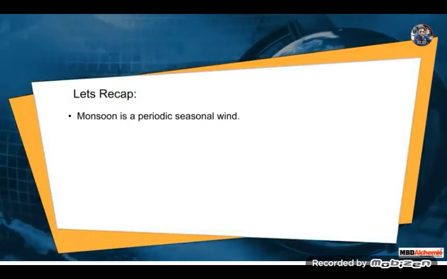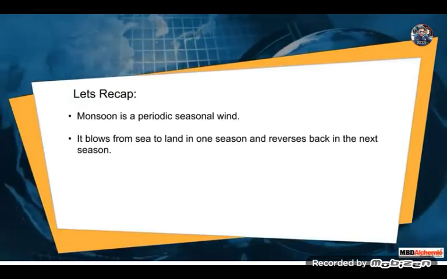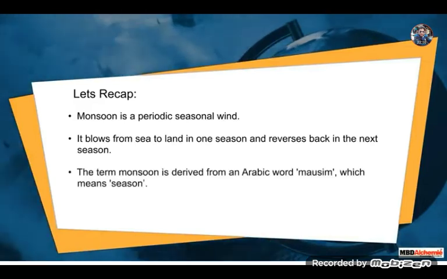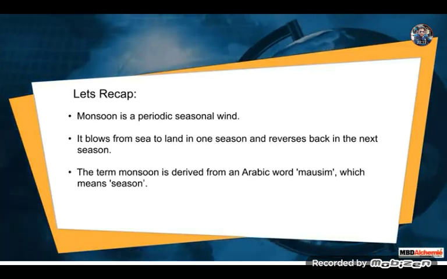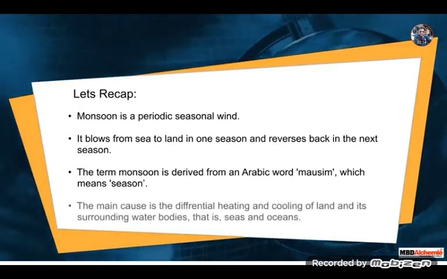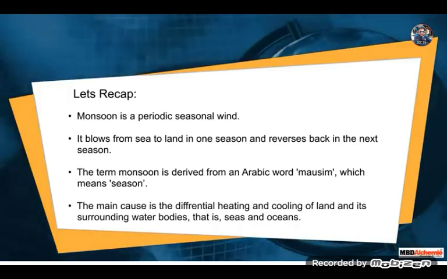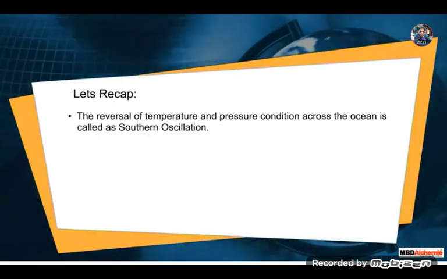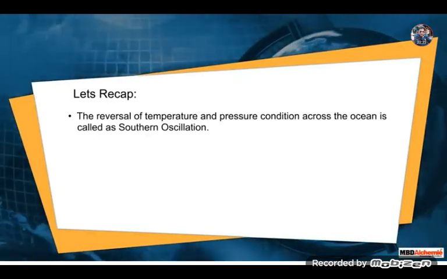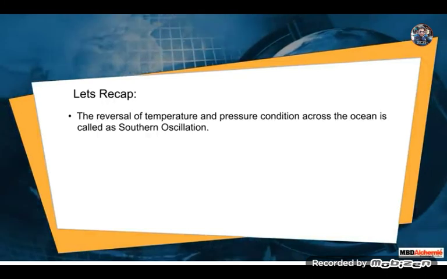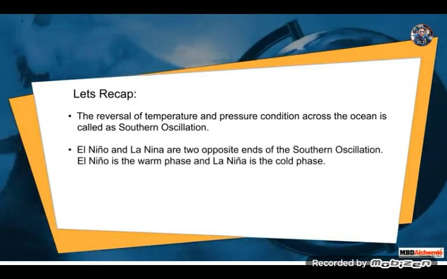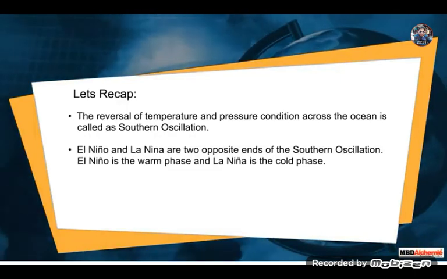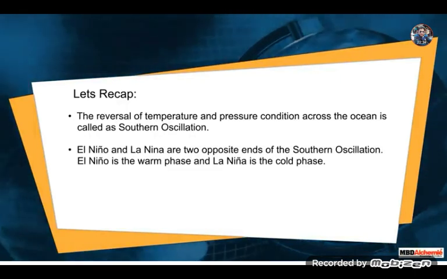Monsoon is a periodic seasonal wind. It blows from sea to land in one season and reverses back in the next season. The term monsoon is derived from an Arabic word mausim, which means season. The main cause is the differential heating and cooling of land and its surrounding water bodies, that is, seas and oceans. The reversal of temperature and pressure condition across the ocean is called southern oscillation. El Nino and La Nina are the two opposite ends of the southern oscillation. El Nino is the warm phase and La Nina is the cold phase.